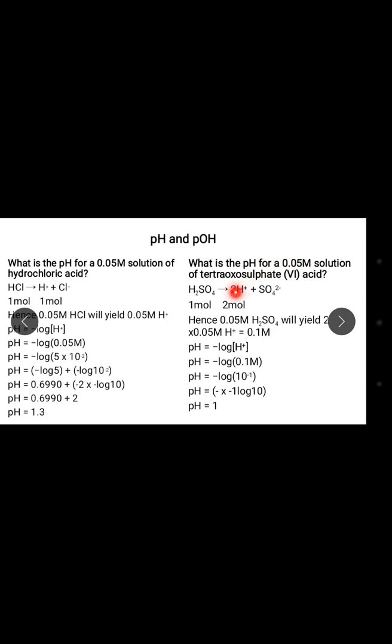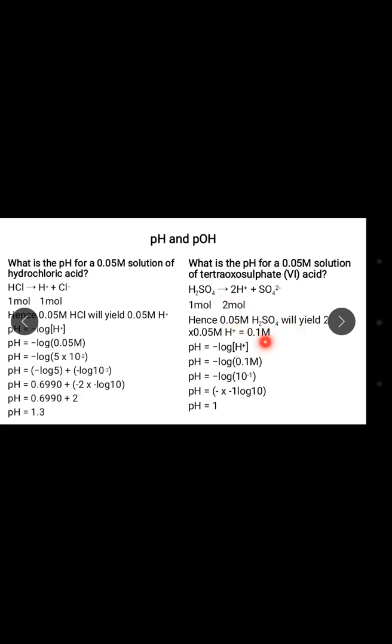What is unknown is the concentration of the hydrogen ion. And since we know the stoichiometry relationship between them, that it is 1 mole to 2 mole, then whatever the concentration of the acid is, we can now decide what the concentration of the hydrogen is. Since it is 1 to 2 here, that's why we have to multiply this by 2.